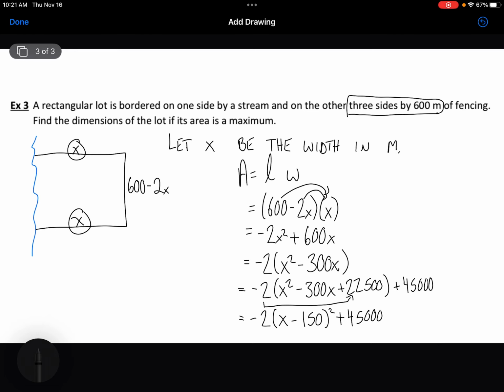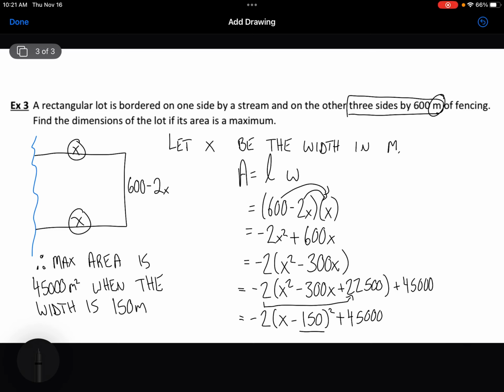I know that my maximum area, so therefore, I'm going to write a little bit more than I'd actually need. My max area is 45,000 meters squared. The units are important, so always look for your units. We had 600 meters, so this would be meters squared when the width is 150 meters. X was our width. That's the variable we created.